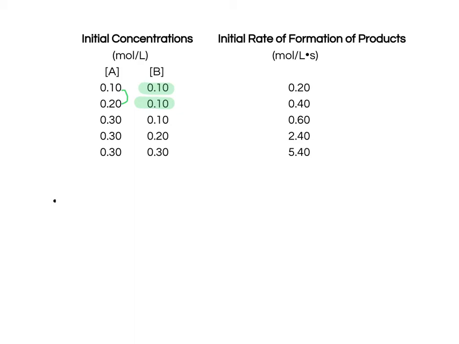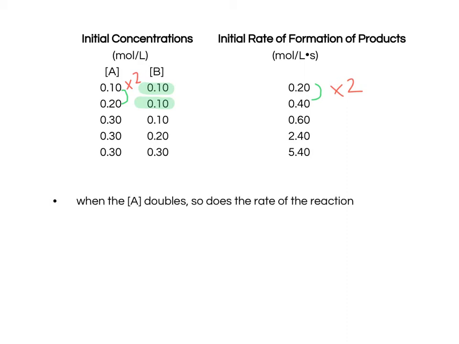So let's look at what the effect is. It looks like when I double the concentration of A, so I'm going to write times 2, and I look at what's happening during that same change in my reaction rate, I'm seeing that my rate is also doubling. So when A doubles, so does the rate of the reaction. That's what I'm seeing here.